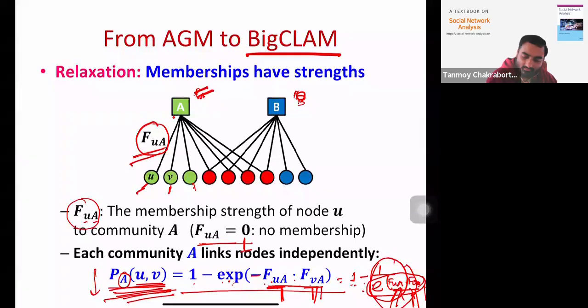And if one of them is zero, say this is very high and this is zero, what would happen? This would be one, and one minus one would be zero. So there are two nodes and you want to measure the probability of there being an edge between U and V due to the community A. If one node doesn't belong to the community, the probability would be zero. This is the beauty of this formula. Okay, so now we know how to calculate the probability of two nodes with respect to a particular community.